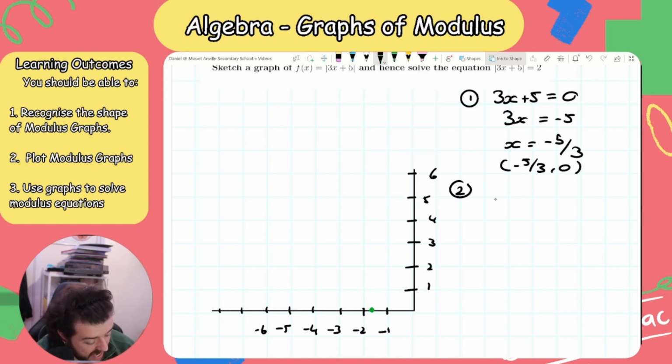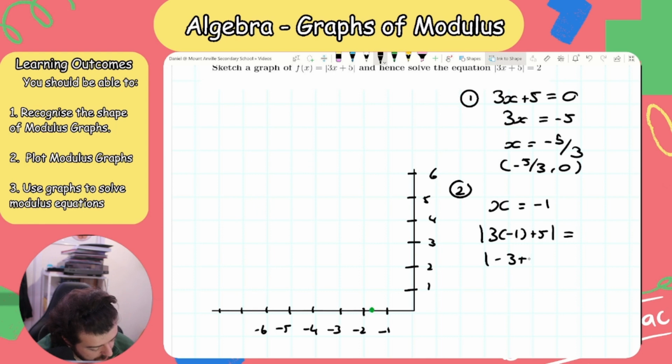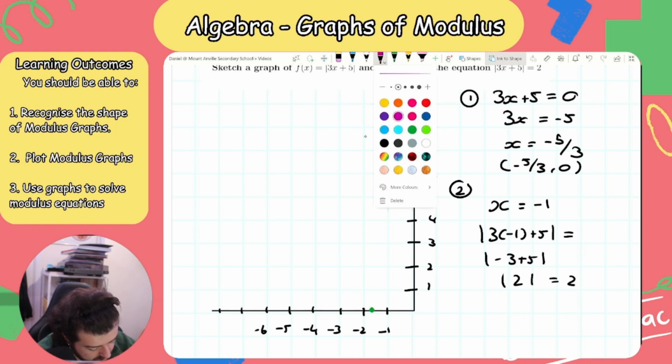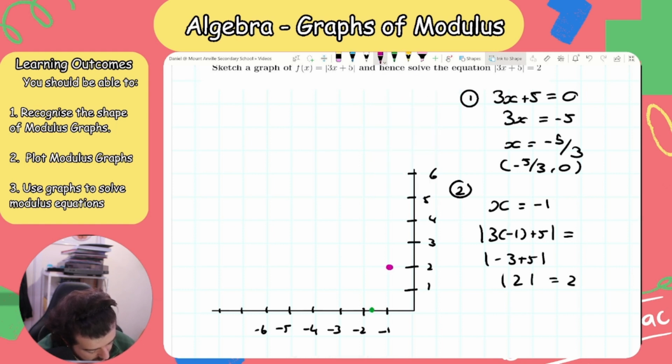I'm going to take x equal to minus 1, for example. That's one point to the right here. I'll sub it in: the absolute value of 3 times minus 1 plus 5 equals the absolute value of minus 3 plus 5, which is the absolute value of 2, which is equal to 2. So that point is here.